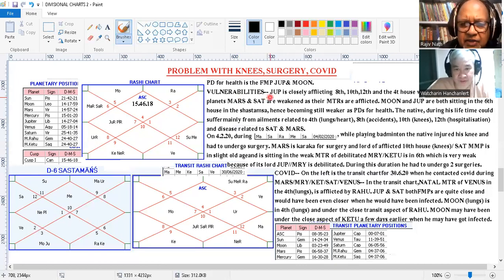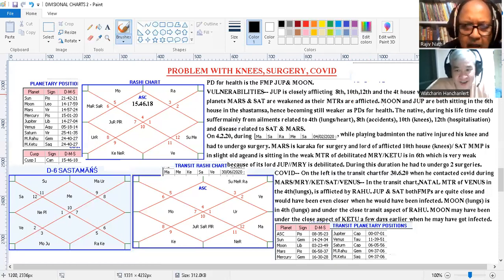In the main chart, Jupiter is closely afflicting the 8th, 10th, 12th, and the 4th house where it is sitting. You can see the degrees, why it is afflicting and how it is afflicting. It is afflicting the 8th, 10th, and 12th by aspect, obviously, and the 4th house where it is sitting.